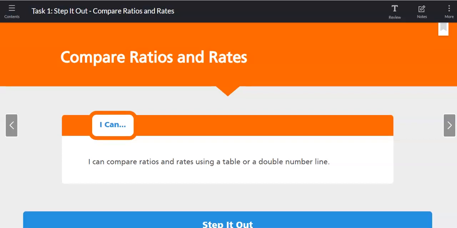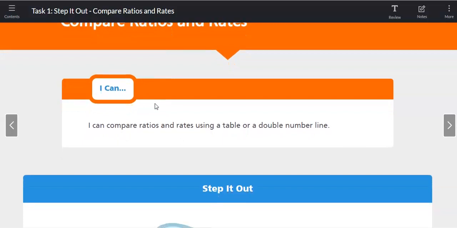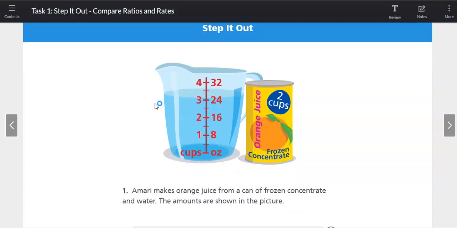So let's get started. This lesson is called Compare Ratios and Rates. Our I can statement is: I can compare ratios and rates using a table or a double number line. So here's our first section, Step It Out. Amari makes orange juice from a can of frozen concentrate and water. The amounts are shown in the picture.